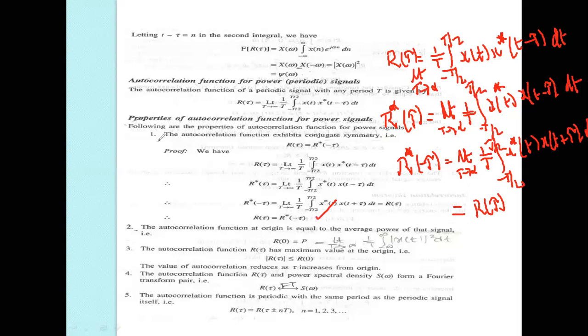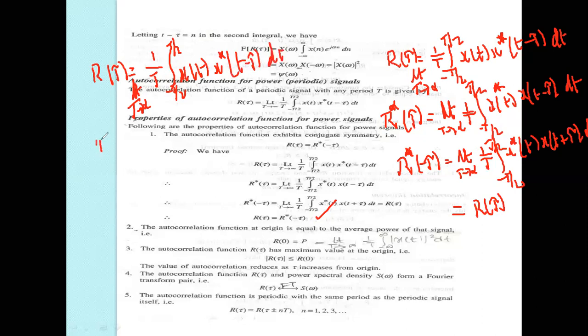Got it, my students? The second property: in the energy signal at tau equal to 0, R of 0 is equal to the energy of the signal. Now here also the second property is the same. R of tau is equal to the limit t tends to infinity, 1 by t, integral from minus t by 2 to t by 2, x of t, x conjugate of t minus tau dt.